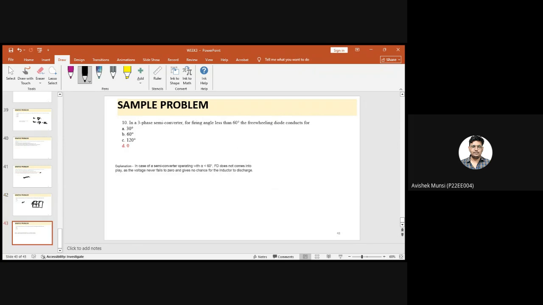In the case of a semi-converter, obviously alpha will be less than 60 degree, but the freewheeling diode does not come into play, since throughout the cycle the converter conducts, so the freewheeling diode will not have a chance for the inductor to discharge. So it is zero. Zero is the correct answer.